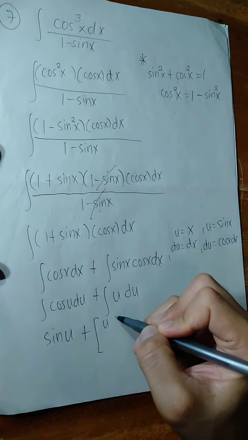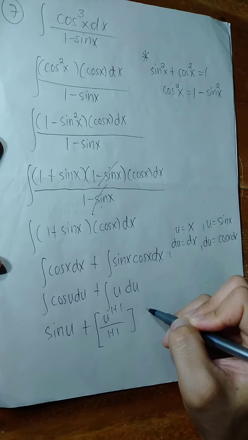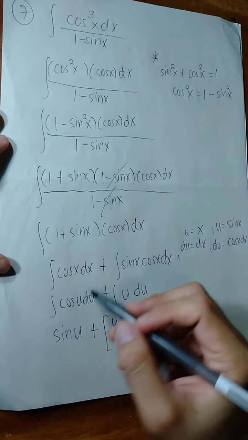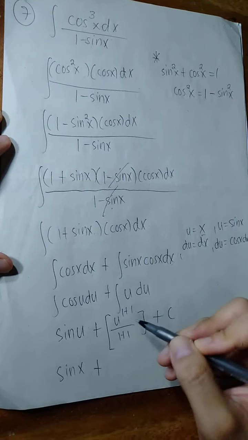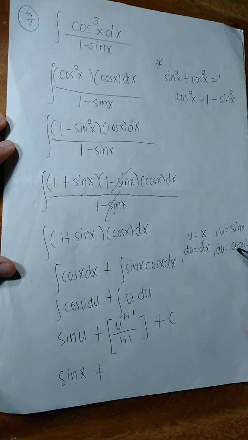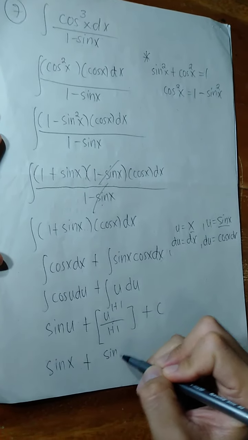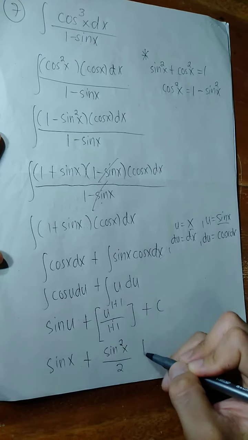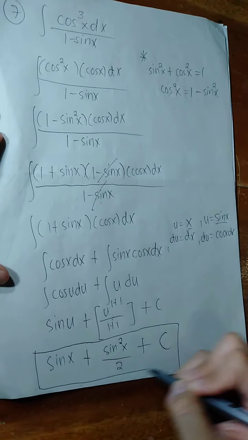Plus, dito, di ba? Power formula, 1 plus 1. Ayan. Plus c. So sin u. So palit na lang natin, which is, ano yung u natin? X. So sin x plus, so dito, ano yung u natin? Sin x. So sin squared x over 2 plus c. And this is our final answer.